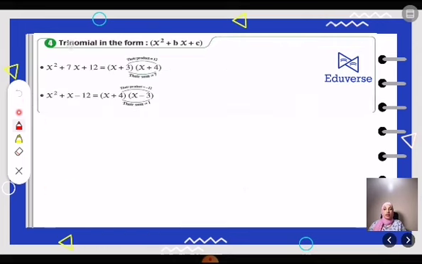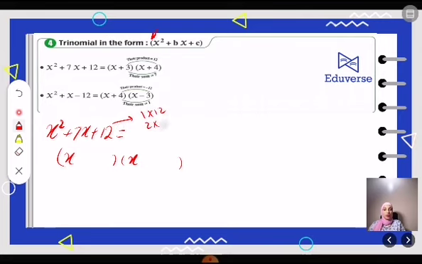Another form here: a trinomial in the form x to the power 2 plus bx plus c. As I told you, it's called the simple form, with no coefficient for x to the power 2. How to factorize it? Here we have x to the power 2 plus 7x plus 12. To factorize an expression like this, we open two brackets: x to the power 2, x and x. 12, we will think. 12 can be 1 multiplied by 12, or 2 multiplied by 6, or 3 multiplied by 4. I have all the factors of 12 here.